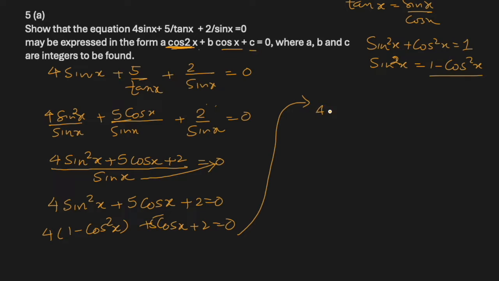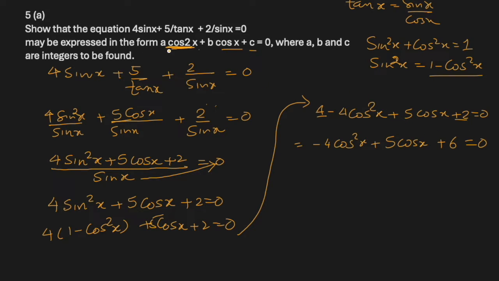And if I open it, let me complete it here. 4 minus 4 cos² x plus 5 cos x plus 2 equal to 0, which is minus 4 cos² x, this one, plus 5 cos x, this one, but 4 plus 2 will become 6, equal to 0.